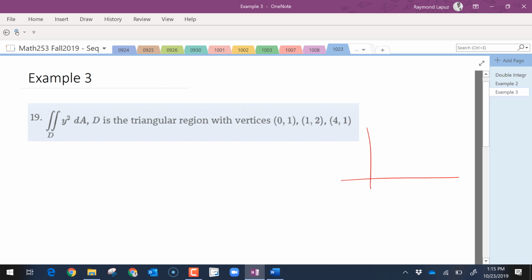(0, 1), that's on the y-axis. Then (1, 2), and then (4, 1). So 1, 2, 3, 4, and then 1. All right, got ourselves a domain or a region.